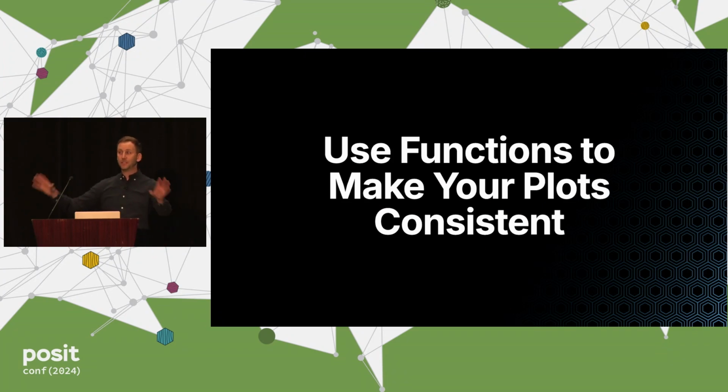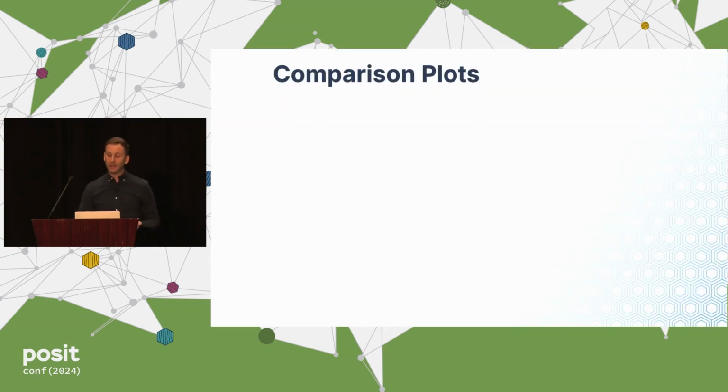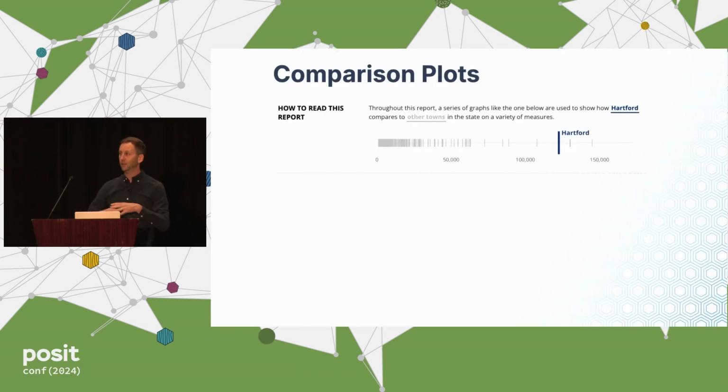Okay, so that's the fastest run through of types ever, but hopefully that gives you a basic overview. At this point, now that you have a layout, you need to add some content. One thing that we do that I think really helps is we use functions to make our plots consistent. So rather than having a whole smorgasbord of different types of plots, or even, for example, if you have bar charts, you don't want each one to look a little bit different. So we make functions. For example, in this report, we made something we called a comparison plot.